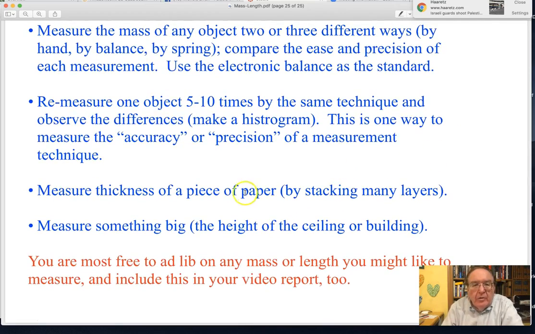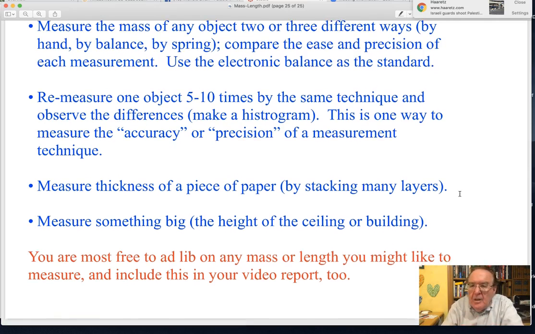Now, for example, you can measure the thickness of a piece of paper by, for example, stacking 100 layers or maybe 500 layers, and then measure the thickness of, say, 500 sheets of paper, and then divide by 500. That gives you the thickness of a sheet of paper. So a ream of paper that goes into a laser printer is, for example, 500 sheets of paper. So a ream of paper is 500 sheets. And then measure something big, like the height of the ceiling or a building.